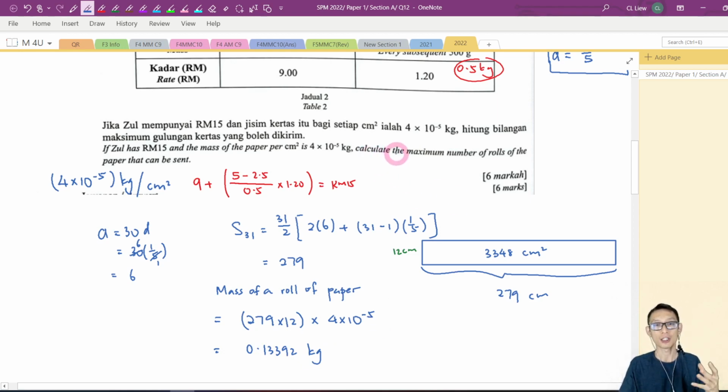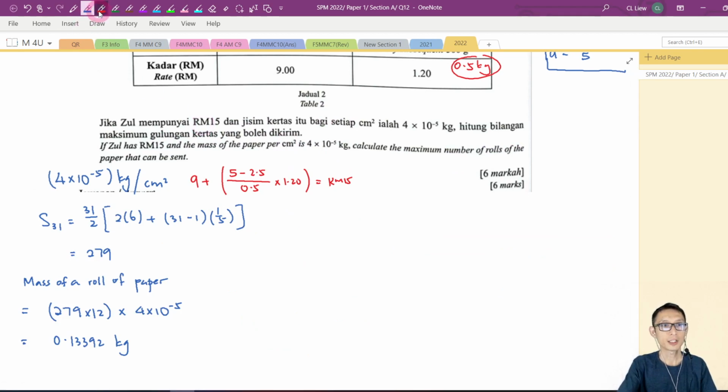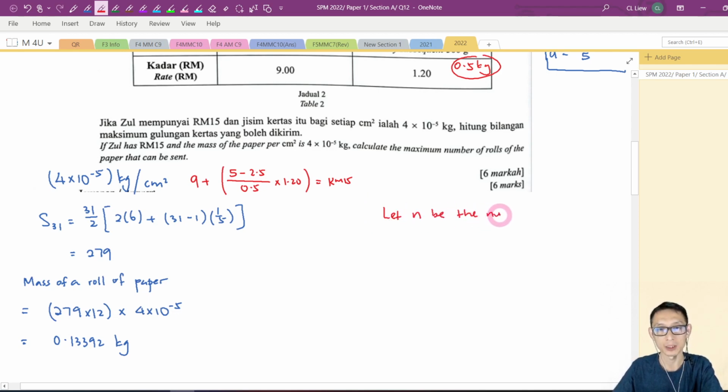So the question is asking calculate the maximum number of roll of paper that can be sent if he has 15 ringgit. So now let n be the number of roll of paper. We have n roll. So if we have n roll, one roll will be that weight. So how many roll we can send using the 15 ringgit? Okay, I'm going to use this concept to help me to form an inequality.